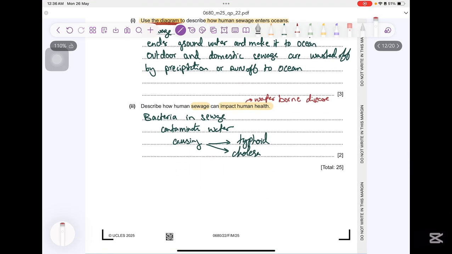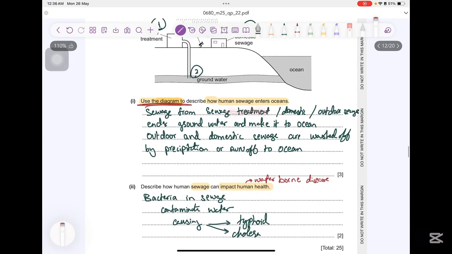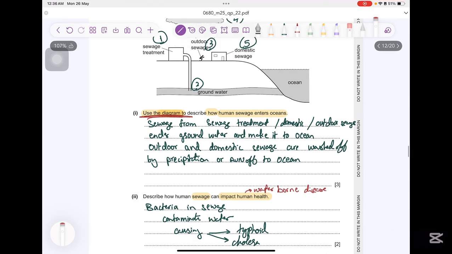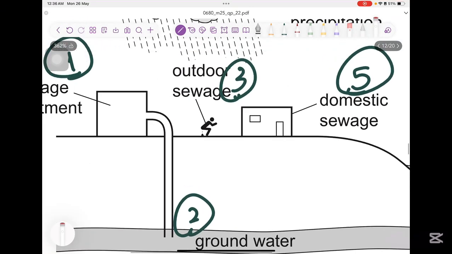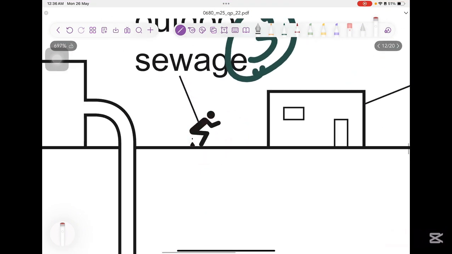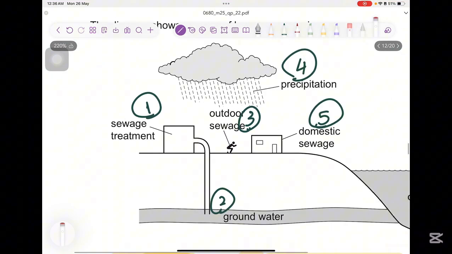Describe how human sewage can impact human health. You don't have to even think about that. If you don't know what that is, you see that person pooping, right? So even if you don't know what sewage is, this is your hint. Person pooping. This is feces. And water. It's going to wash away his poop into the ocean, right?